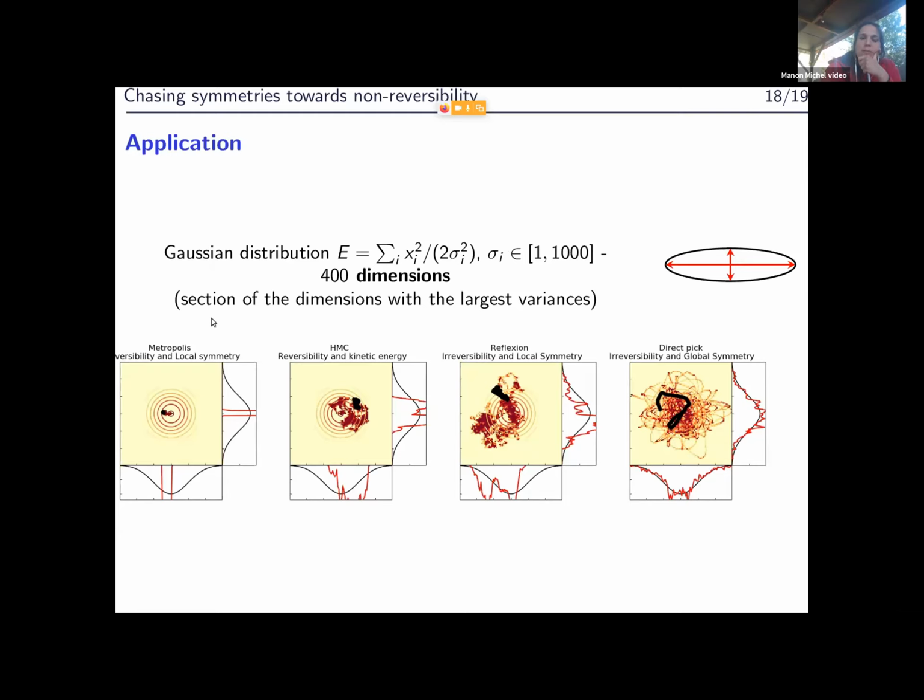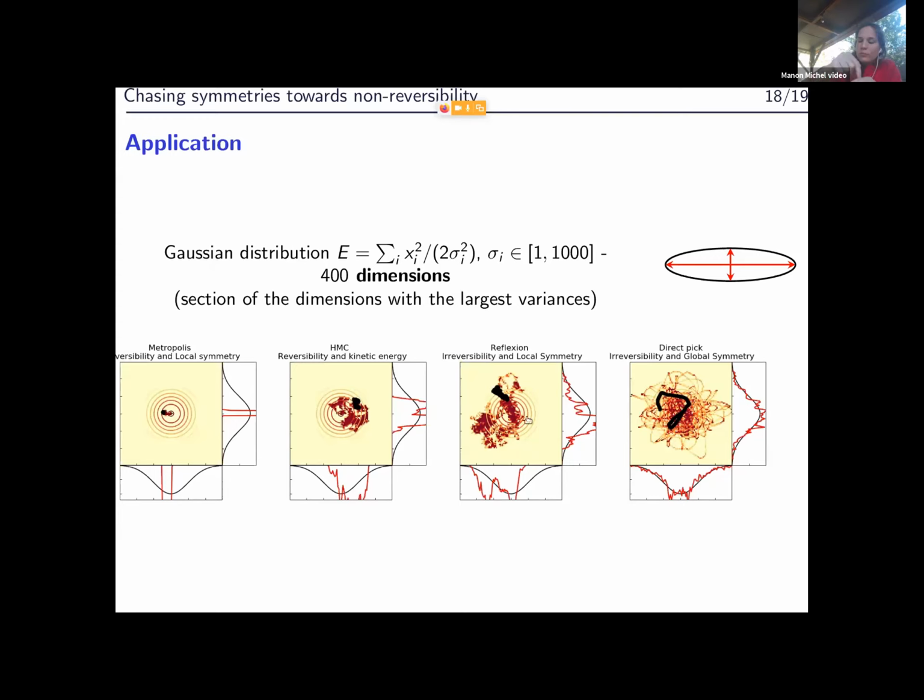And here, I will show you a little movie where you have the Metropolis on the left. This is a section of the last 2 dimensions, so the ones with the biggest variance. And so the problem with reversible algorithms with lots of randomness here is that you'll be stuck in the middle, because each time you propose a move, you have a non-zero component on one of the small variance dimensions, and so you will reject the move.